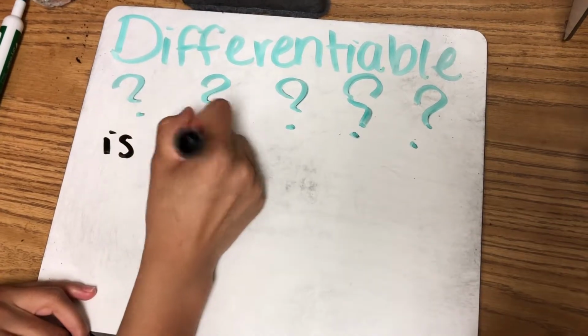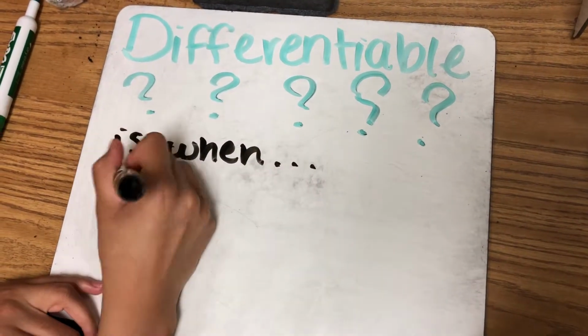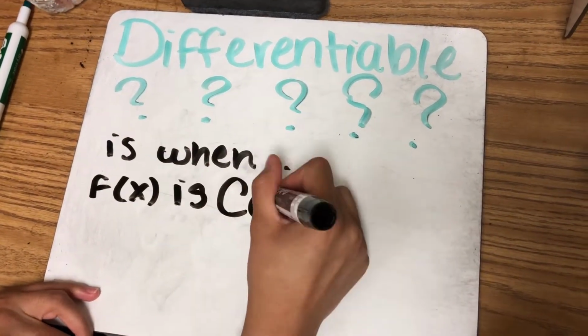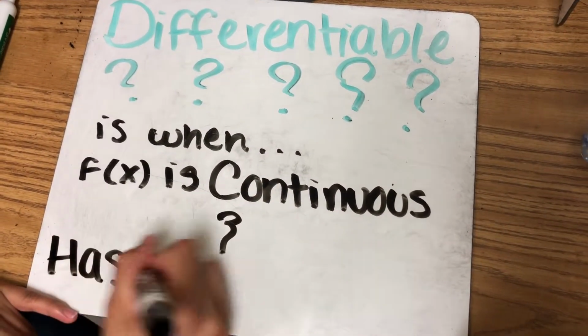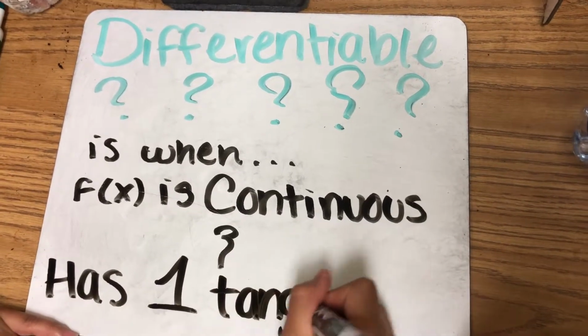For the next 2 theorems, it is necessary for the function to be differentiable. In order for a function to be differentiable, f of x must be continuous and the function f of x has at least one tangent line.